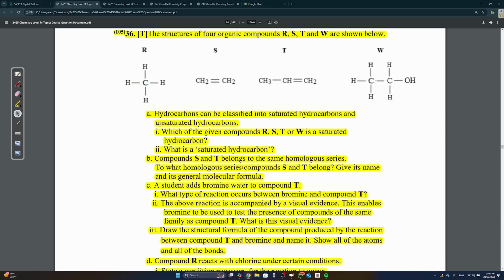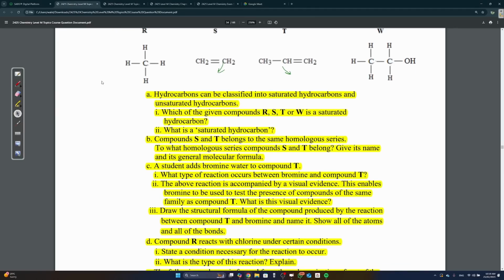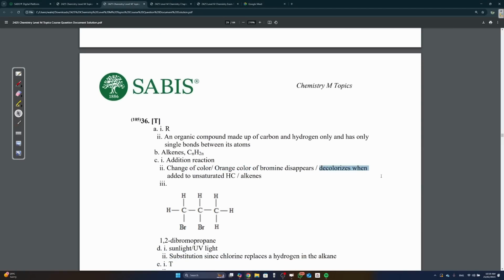To what homologous series do they belong? Let's take a look. Carbon double bonds, from our knowledge at our level, the only one with carbon double bonds is alkene. Alkenes. And did they ask for the general formula? Yes, CnH2n. A student adds bromine water to compound T. What happens to bromine water when you add it to an alkene? Remember, it decolorizes, right? Change of color. Decolorizes.